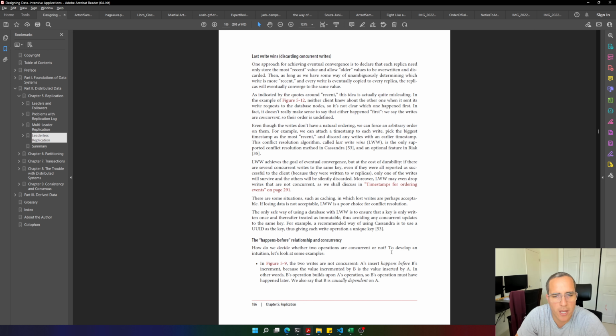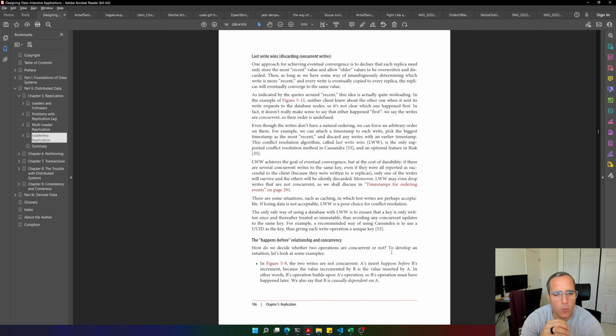There are some situations, such as caching, in which lost writes are perhaps acceptable. If losing data is not acceptable, LWW is a poor choice for conflict resolution. The only safe way of using a database with LWW is to ensure that a key is only written once and thereafter treated as immutable, thus avoiding any concurrent updates to the same key. For example, a recommended way of using Cassandra is to use a UUID as the key, thus giving each write operation a unique key.